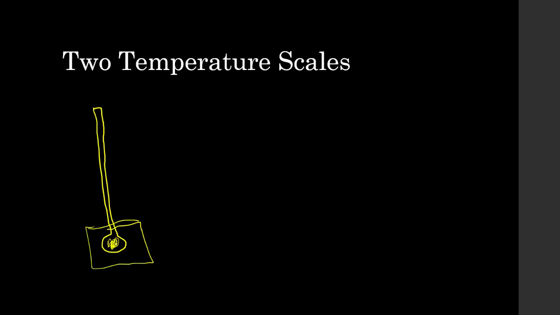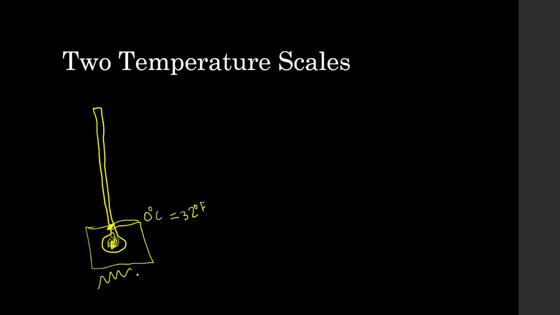So we take this thing, we put it in water that's just right at the ice water melting freezing point, and the liquid will be some height in there. So we're going to call that 0. Unless it's a Fahrenheit scale, then we call it 32 degrees Fahrenheit. So 0 degrees Celsius equals 32 degrees Fahrenheit.